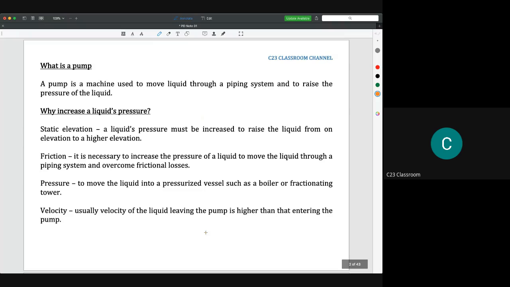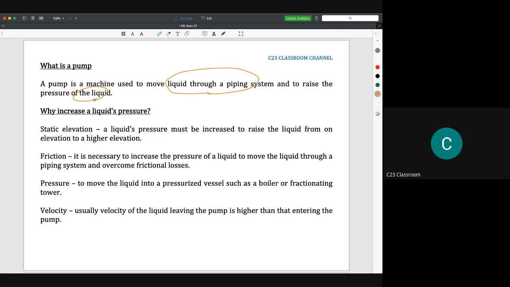Okay, so this is the introduction. I think this note is already uploaded to my website. So first, we just make a revision about what is pump. Pump is a machine used to move liquid through a piping system and to raise the pressure of the liquid.